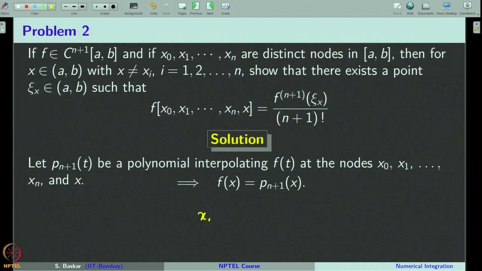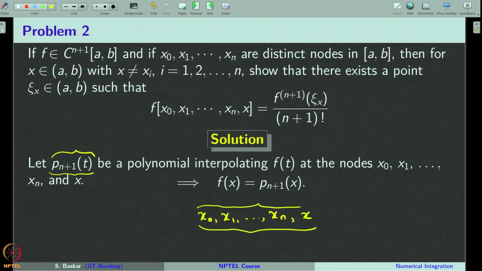Remember, we have been given n plus 1 nodes x naught, x 1 up to x n, and then we have added one more point x into our data set. By that, we have n plus 2 distinct nodes, and therefore, we can construct a polynomial interpolating the function f at these n plus 2 nodes, and it will be a polynomial of degree less than or equal to n plus 1. Now, since this polynomial is interpolating the function f with respect to these nodes, remember the nodes also include the point x. Therefore, the interpolation condition with respect to x as a node will tell us that f of x is equal to p n plus 1 of x. Let us keep this in mind and go ahead and see what happens.